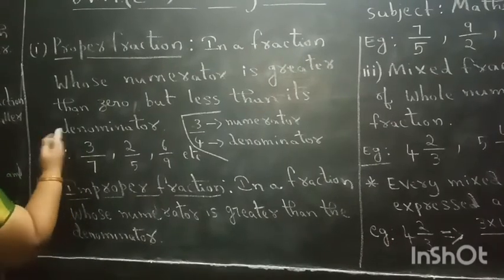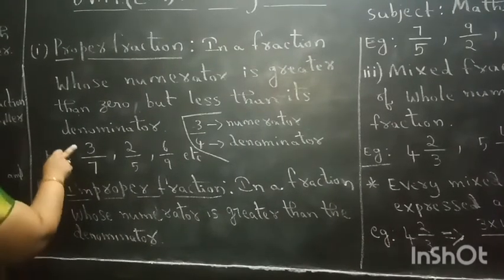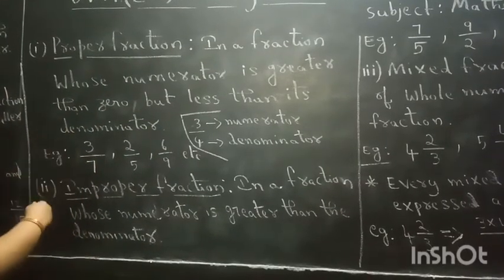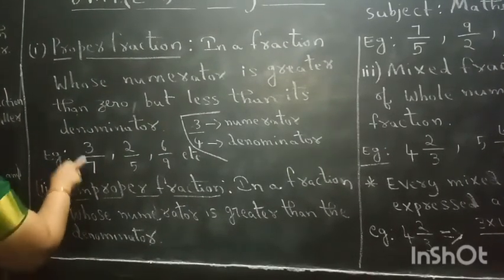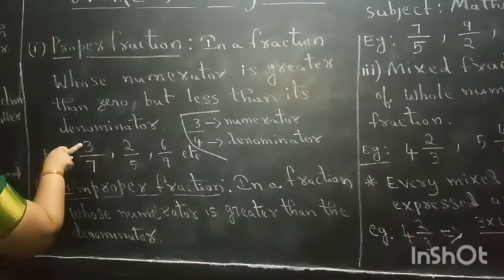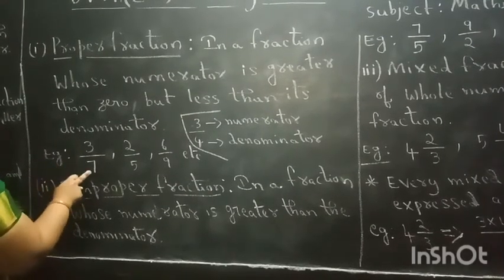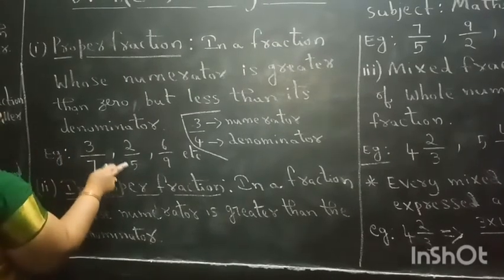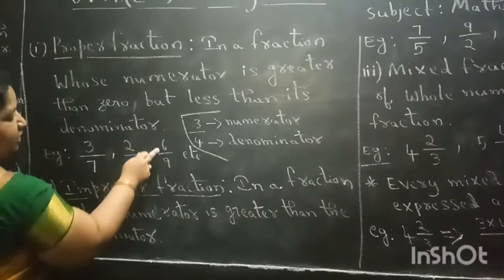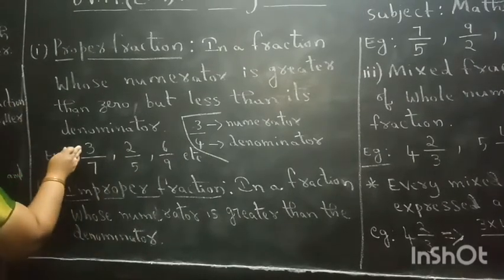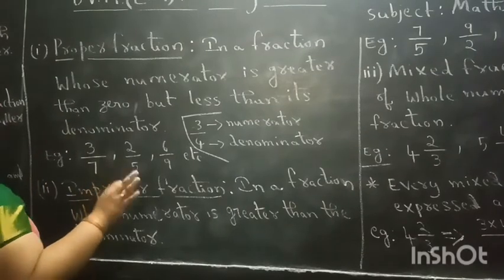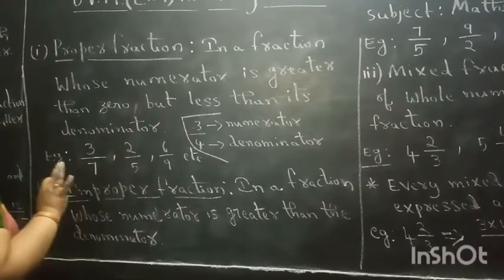In a fraction, the numerator is greater than 0, meaning 1, 2, 3, 4, 5. So you take 3, 2, 6. But less than its denominator. 3 by 7. 7 is more than 3, 3 is less than 7. Here 2 by 5, 2 is less than 5. 6 by 9, 6 is less than 9. The numerator is the smaller number, the denominator is the bigger number. That is the proper fraction.